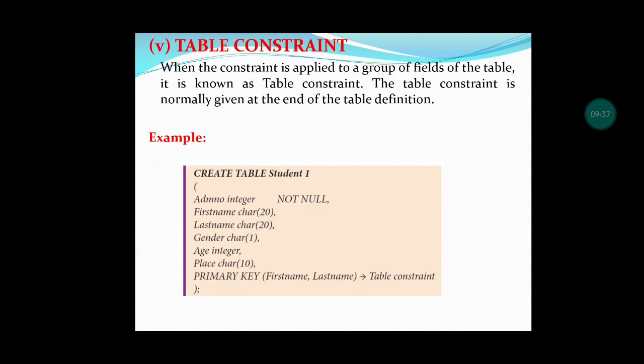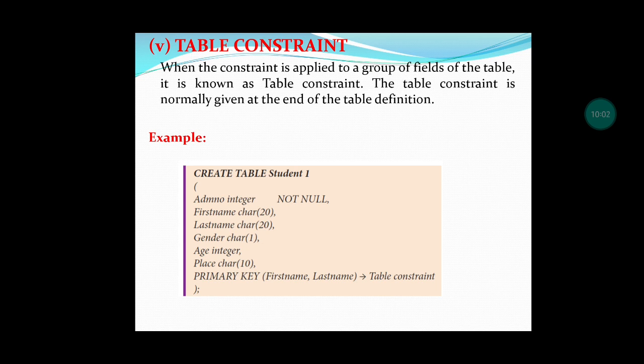Next constraint is table constraint. This constraint is used on a group of fields. All the 4 constraints we have seen before are used for a particular thing, but this table constraint is used for the entire field. That is, in this example, we have used the primary key for all the fields which we have used in this table.